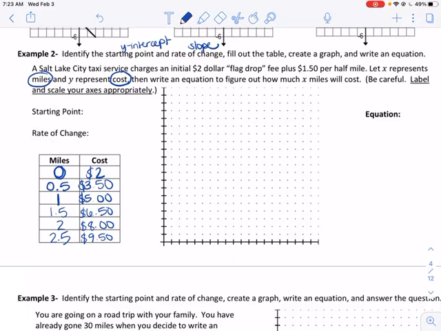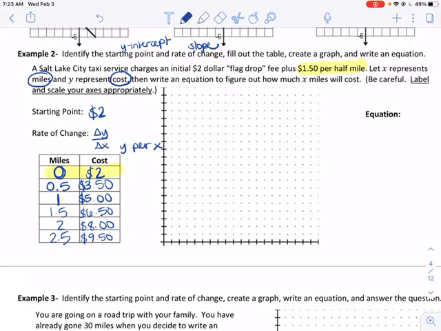So when I look at this, my starting point or my y-intercept was I start out paying $2. Then my rate of change, you need to be careful when you do this. Remember, your rate of change is your change in y over your change in x. It's usually going to read as your y per x, and it's going to be how many y's happen per a change of 1x. So you may be tempted to write your rate of change as $1.50 per half mile, but that's not it. It needs to be per mile.